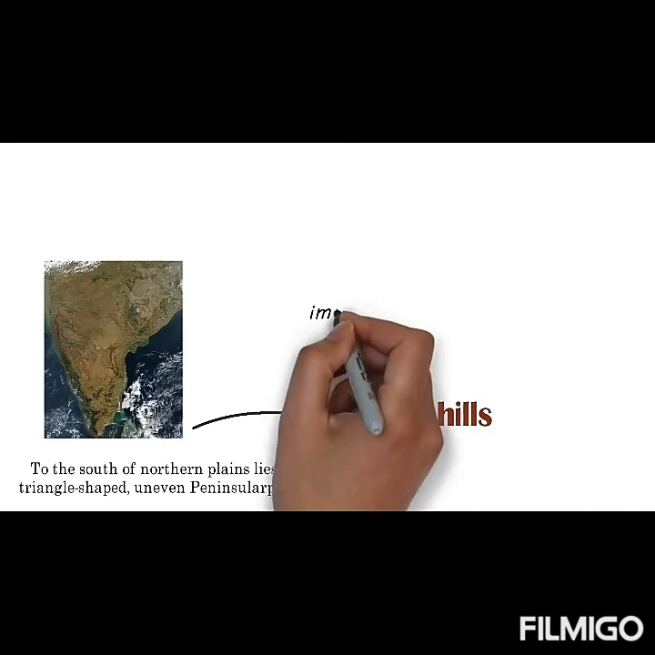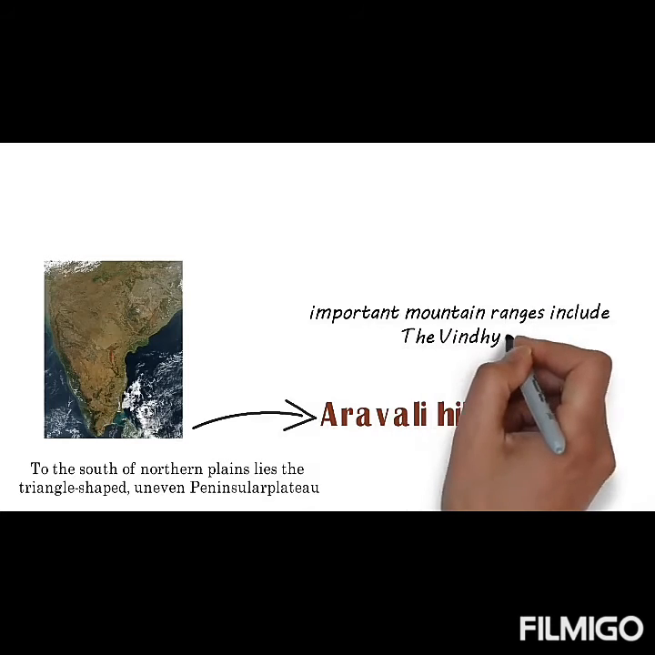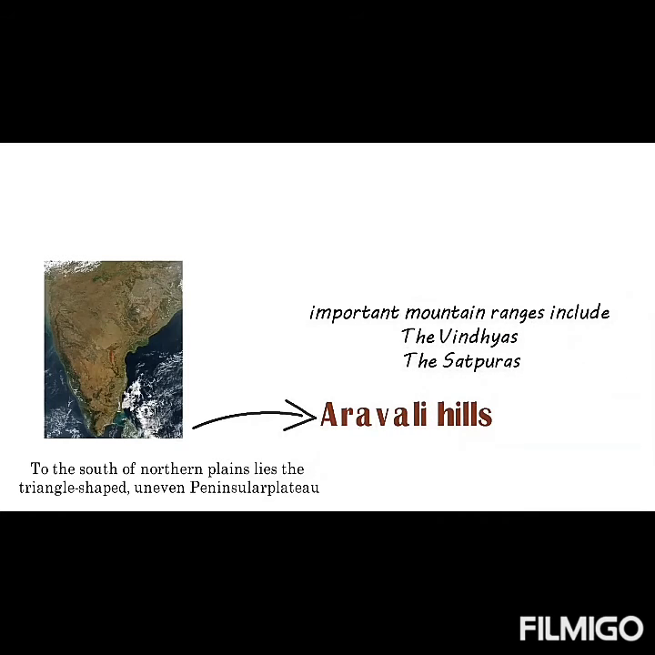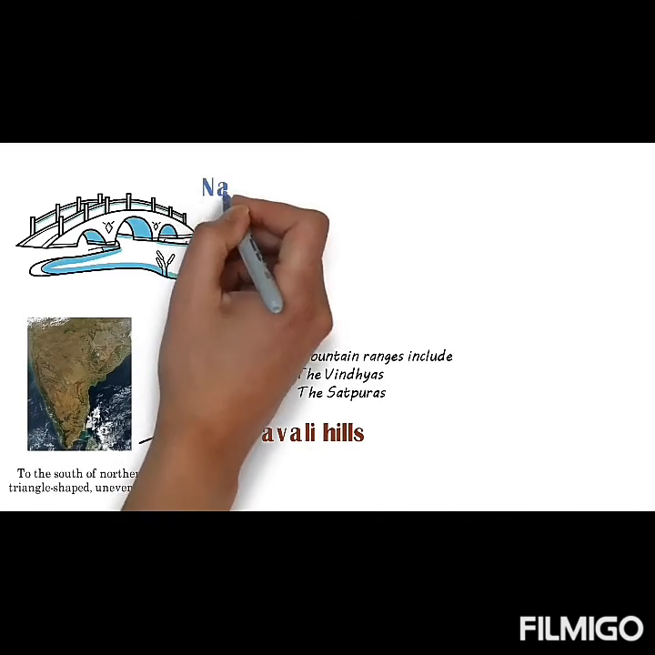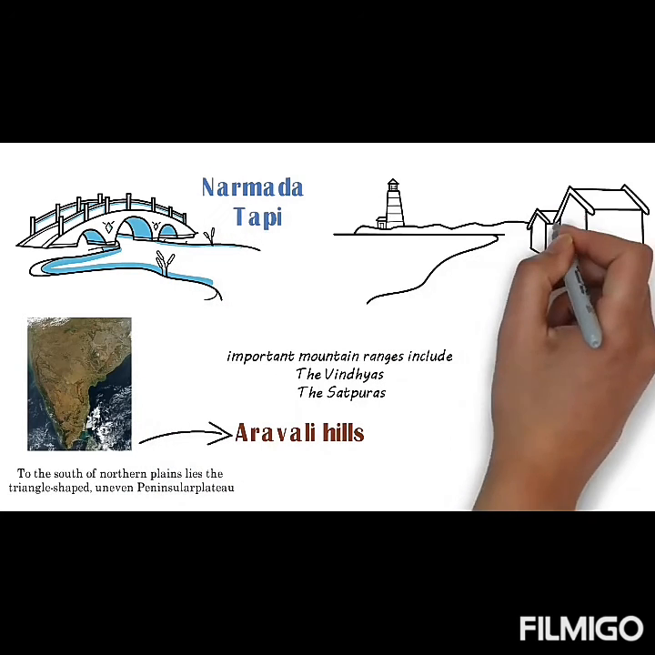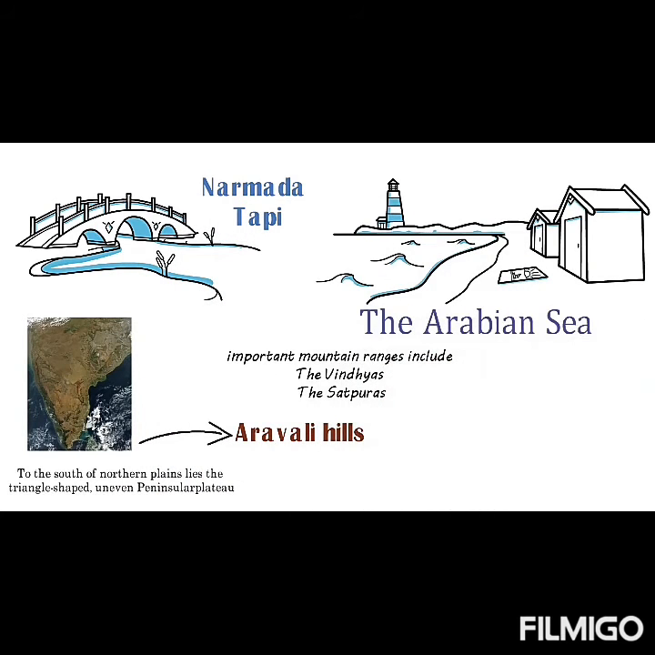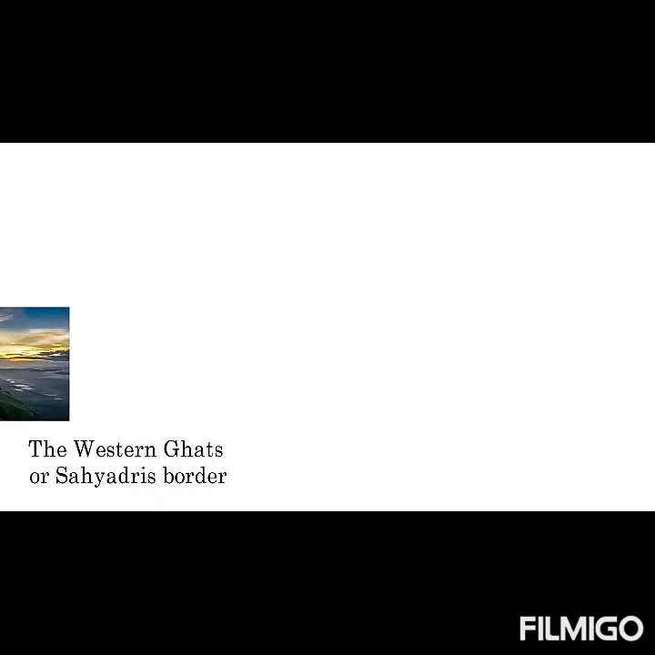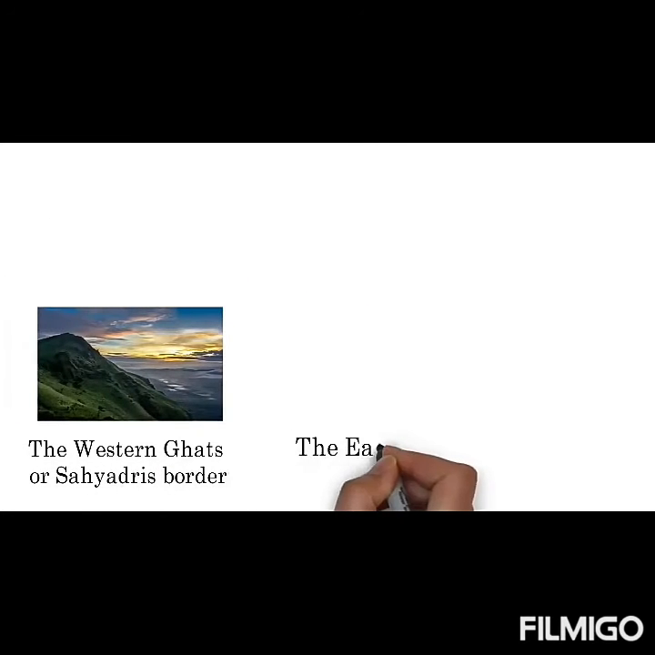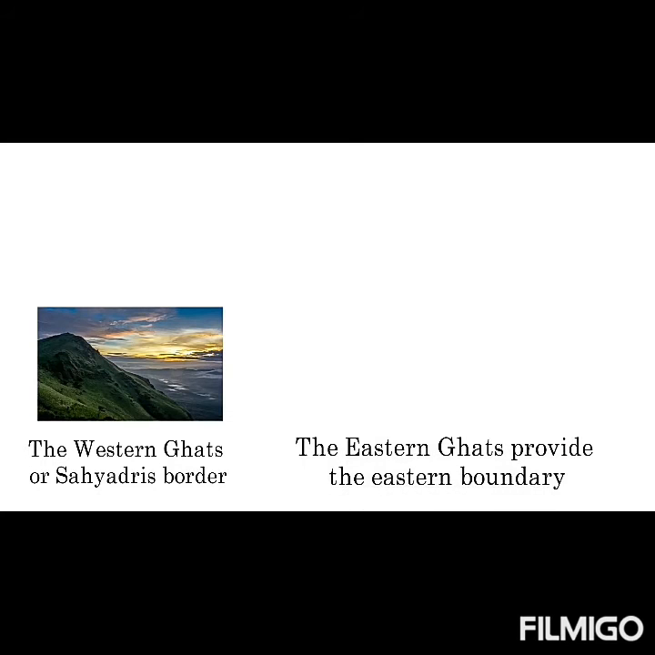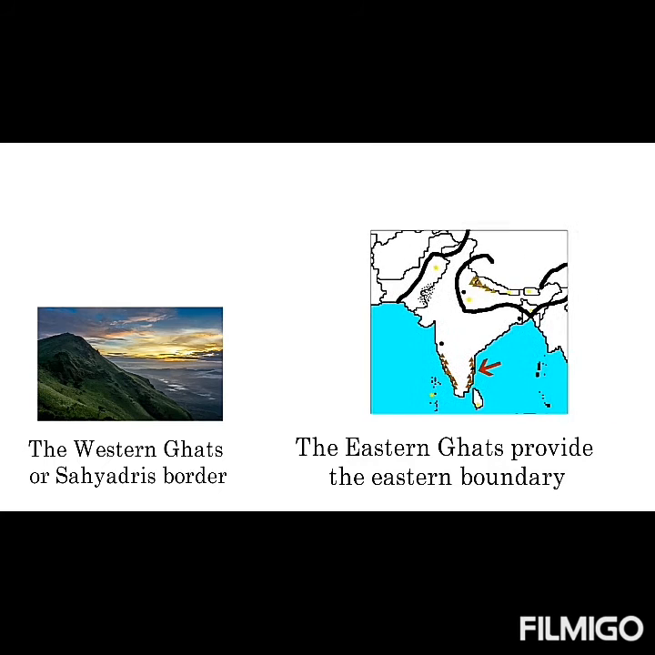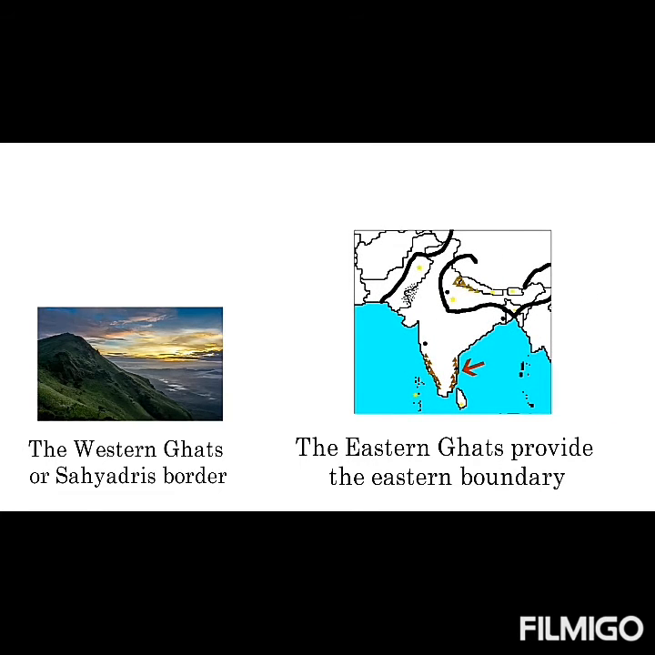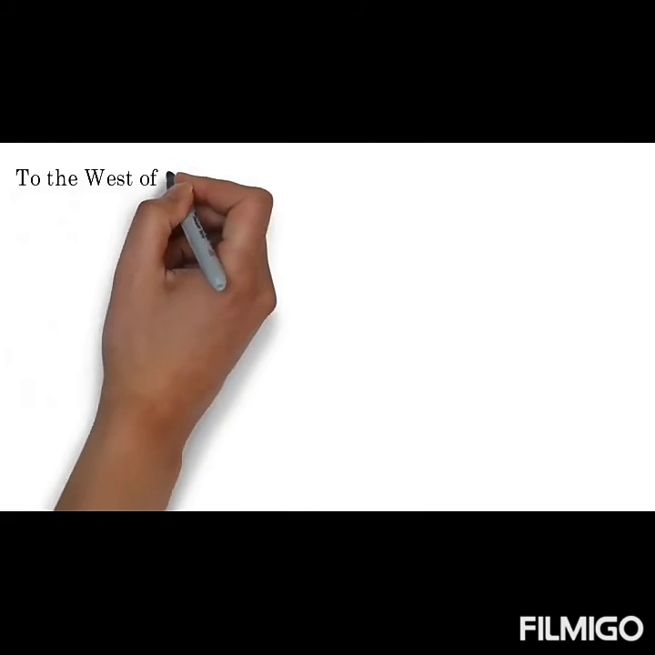Here, the Aravalli Hills, one of the oldest ranges of the world, are located in the northwest, and the Vindhya and the Satpura are the important ranges. The rivers Narmada and Tapi flow through these ranges. These are all western flowing rivers that drain into the Arabian Sea. The Western Ghats border the plateau in the west, and the Eastern Ghats provide the eastern boundary. While the Western Ghats are almost continuous, the Eastern Ghats are broken and uneven. The plateau is rich in minerals like coal and iron ore.